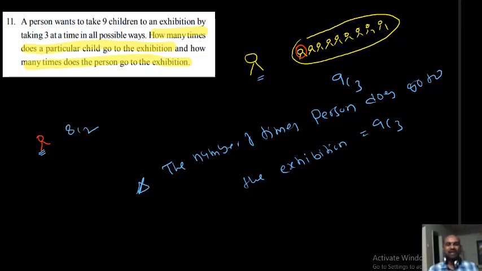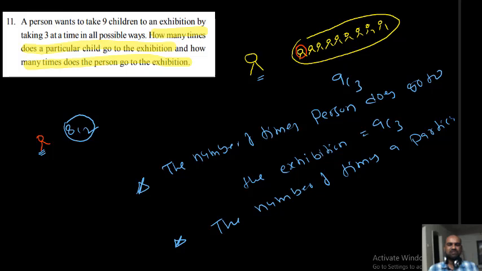What is the meaning of that? In 8C2 times the person will go to the exhibition with that particular child. So how many times does a particular child go to the exhibition? I can say 8C2. The number of times a particular child goes to the exhibition is directly 8C2.